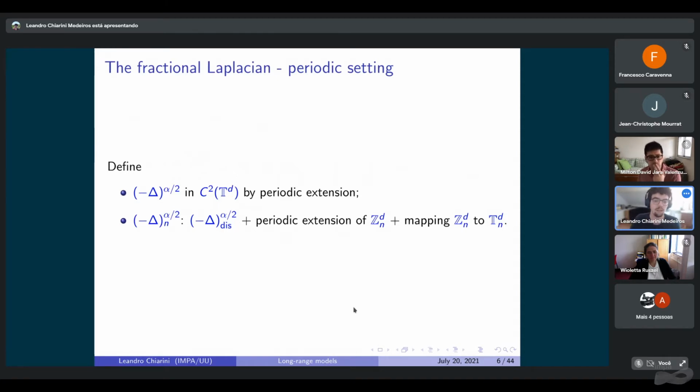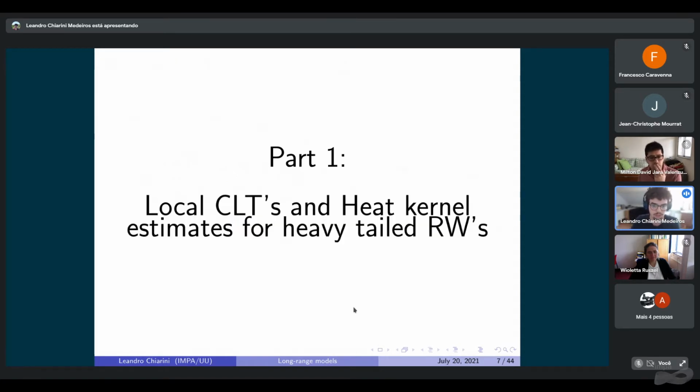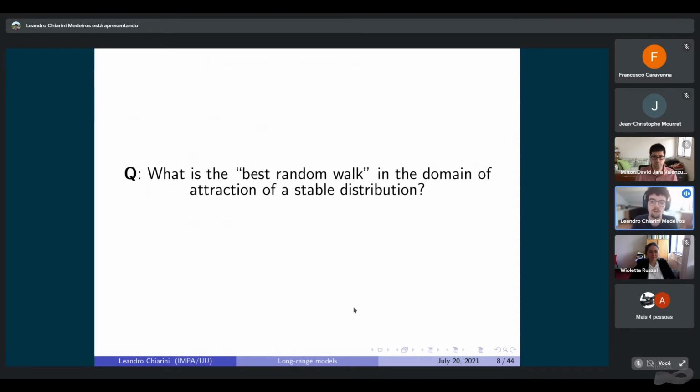Okay, so these were all my notation, and so we start the first part of this thesis, which is about central limit theorems, in particular local central limit theorems, heat kernel estimates for heavy-tailed random walks. And the question that guides this, a somewhat naive and ill-posed question, is what is the best random walk in the domain of attraction of a stable distribution.